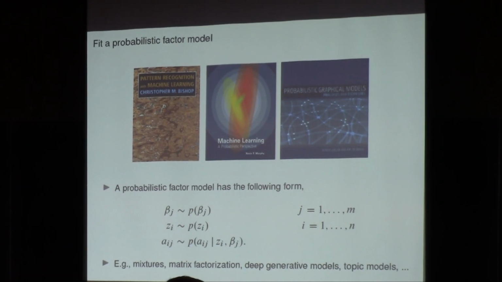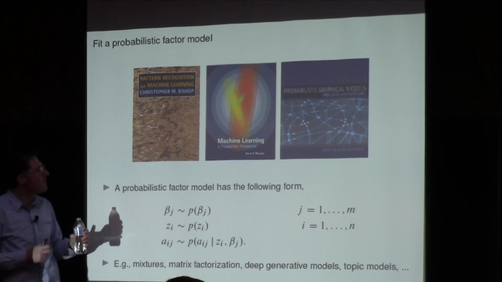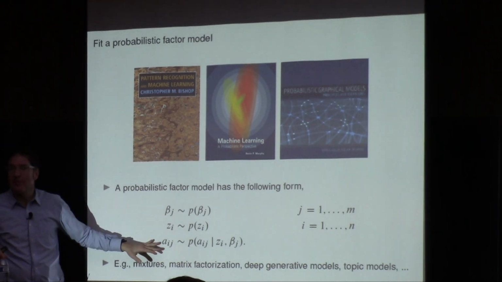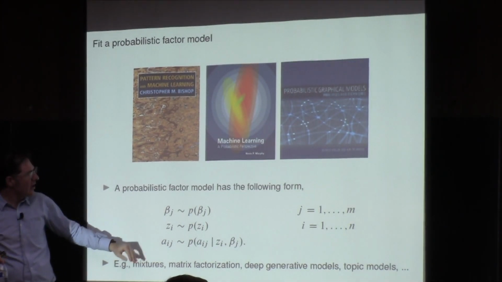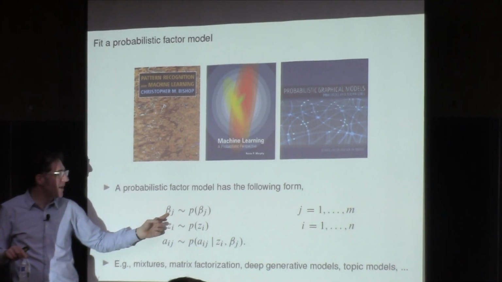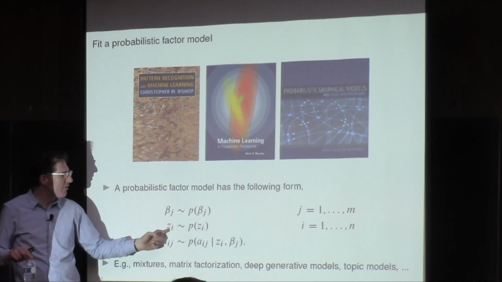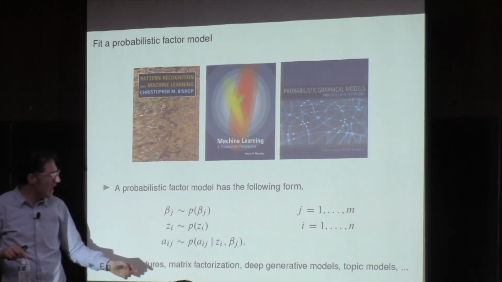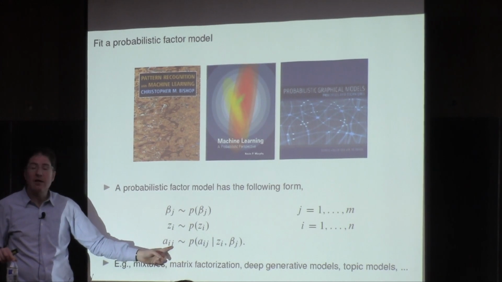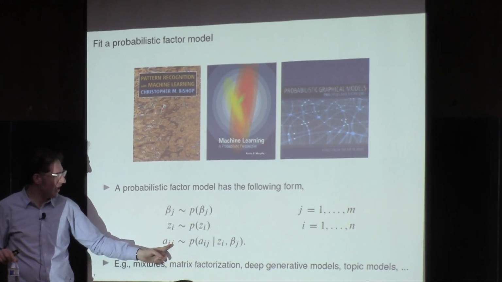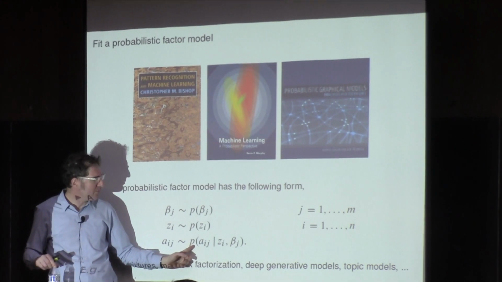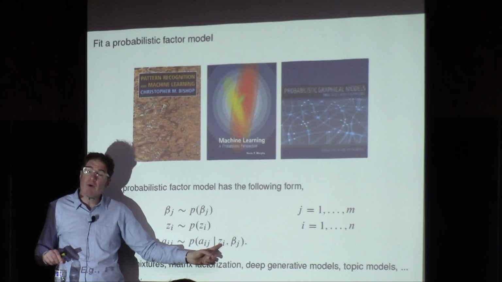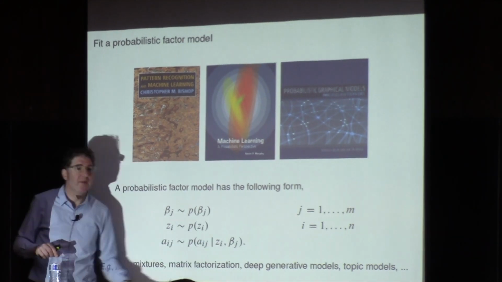What we mean by that is the following. It's a latent variable model of actors, not of actors and revenue, but just of the actors. There's a per actor variable, beta j, that comes from some distribution. There's a per movie variable, zi, that comes from some distribution. And then whether or not actor j appears in movie i comes from some distribution that is conditional on the movie representation and the actor representation. Okay, so that's a factor model.